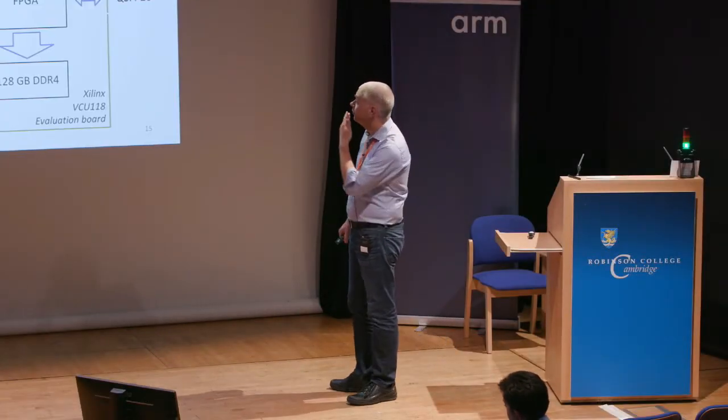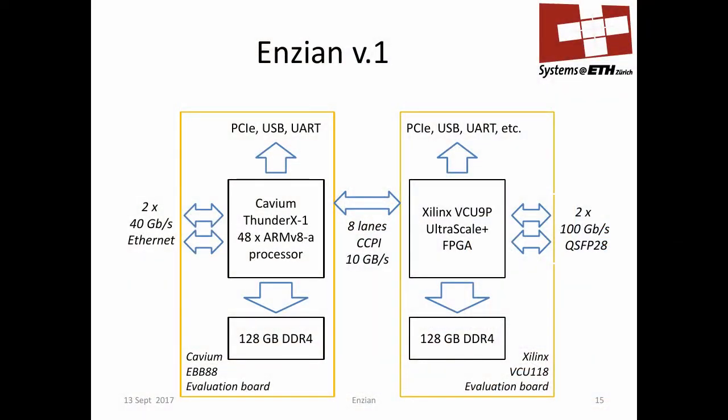And here's the first thing that we built, right? So this is Enzian version 1. So this exists today. What this is, essentially, is two boards plugged together. We have an evaluation board from Cavium. So this is a realistic machine, right? This is a machine that can run big server workloads.